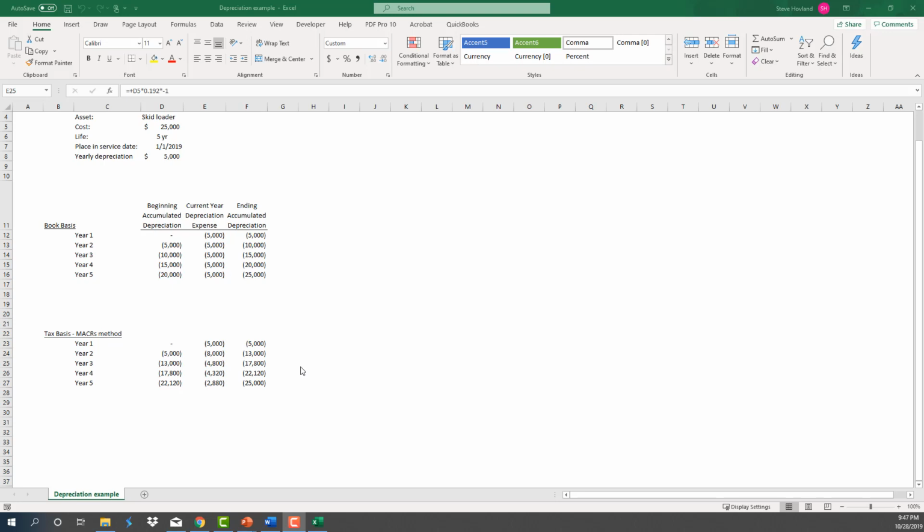As you can see, that first year or second year, you're going to be taking a lot more depreciation than you normally would. So that's what I always tell people: don't put it on a tax basis.